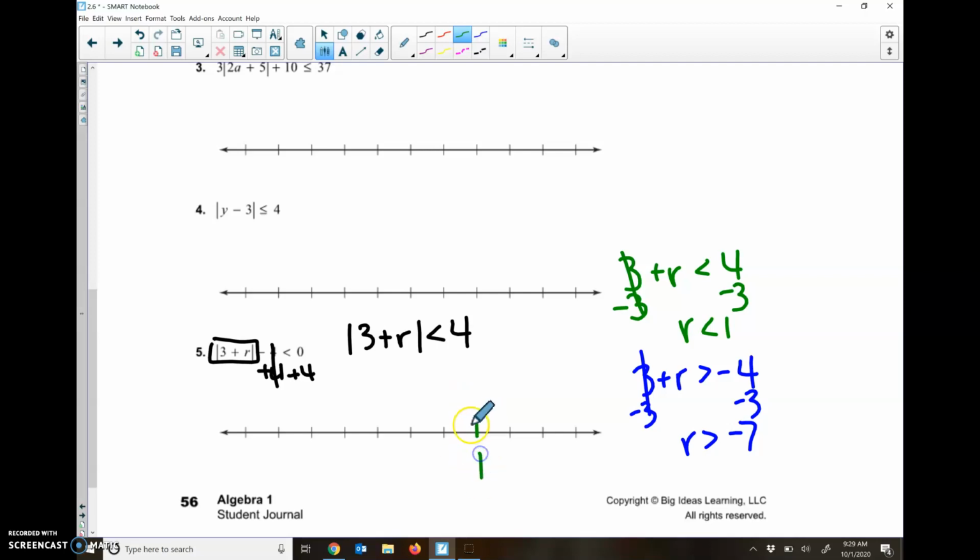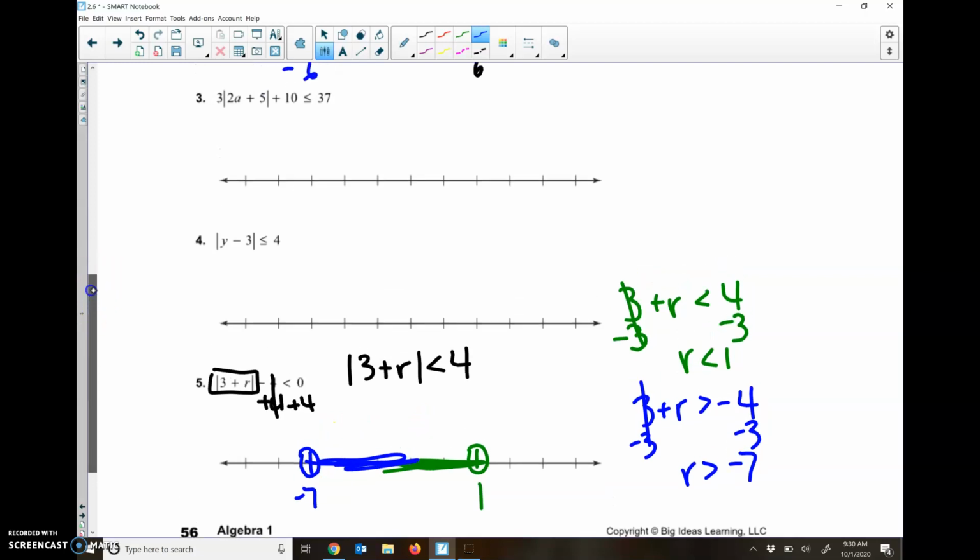So open circle at 1. Numbers less than 1 are like 0, negative 1, negative 2, so going that way. And over here I have a negative 7, again with an open circle, because it's not equal to, and it's going to the right, numbers like negative 6, negative 5, negative 4.